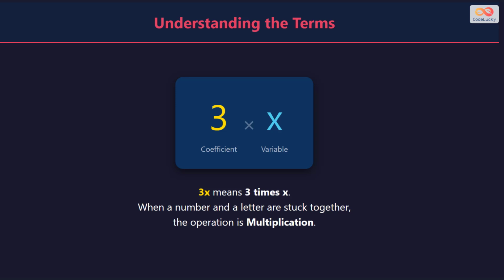When you see a number next to a letter, like 3x, it means 3 times x. The number 3 is called the coefficient, and x is the variable. In algebra, when they are stuck together like this, the operation is always multiplication.